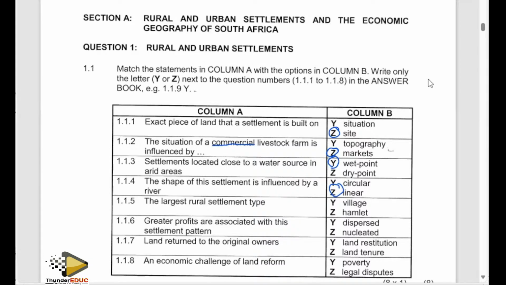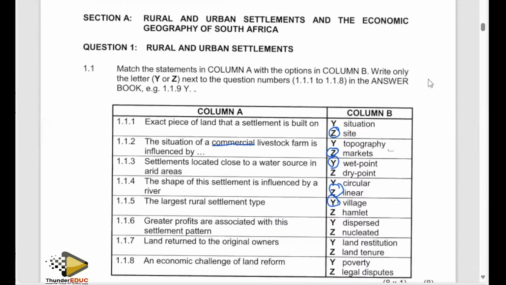Right, the largest rural type of settlement. Remember, when I'm looking at the settlement hierarchy, we have rural settlements, then we go to the urban settlements starting with a town. So the largest for the rural is a village. On the hierarchy of settlements from the rural area, the smallest one is an isolated farmstead, and the next one is a hamlet, and the third one is a village, which is the largest of the three rural settlements.